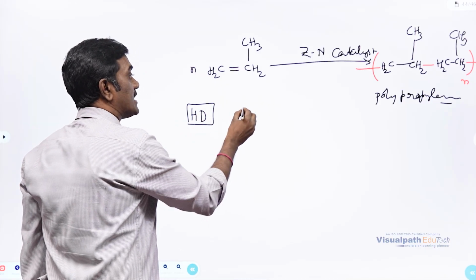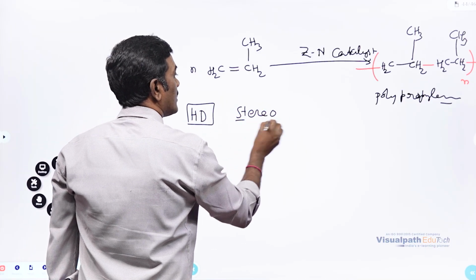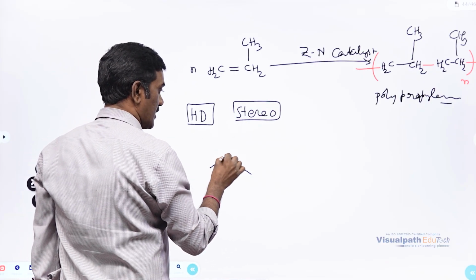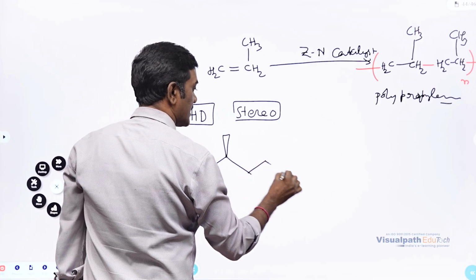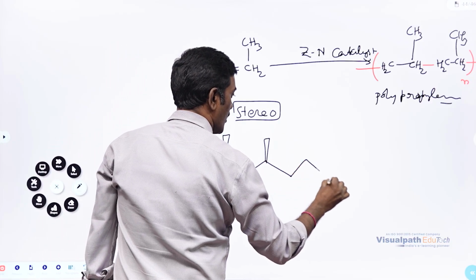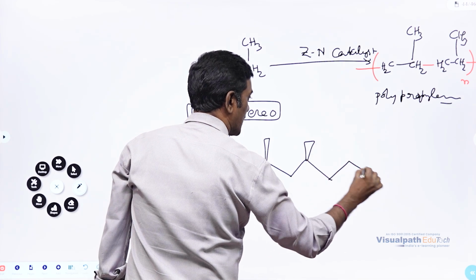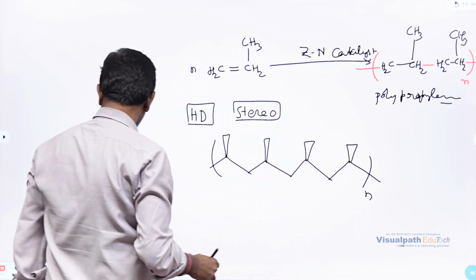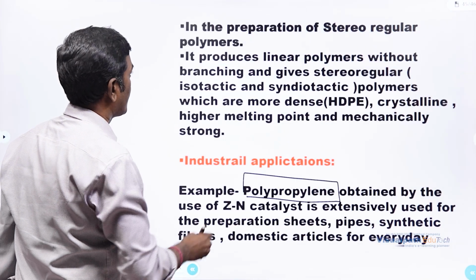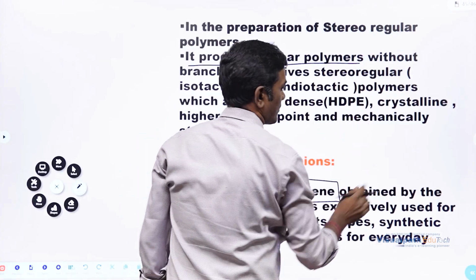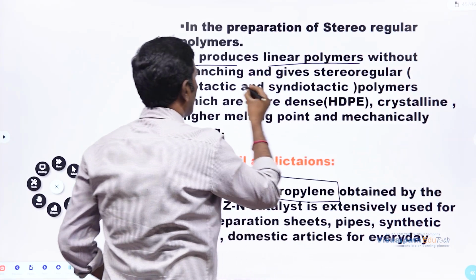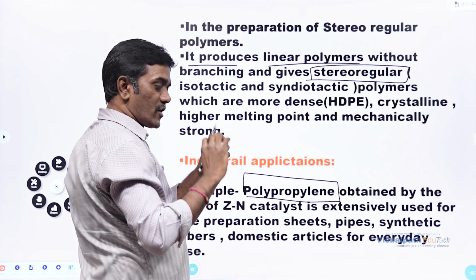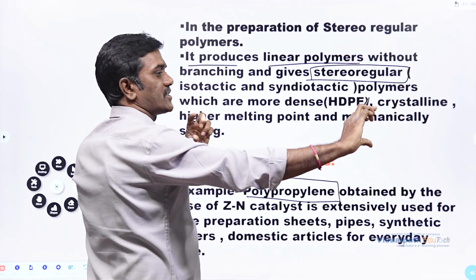And very important, stereochemistry also will be controlled here. It will form isotactic polymer. That means it will form a molecule like this. All methyl groups will come onto the same plane if you are using Ziegler catalyst. It produces a linear polymer. Linear means in the same chain without branching, and it gives a stereoregular polymer, because the methyl groups will be on the same side.